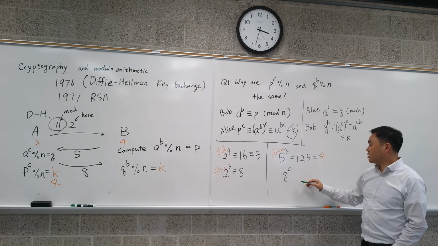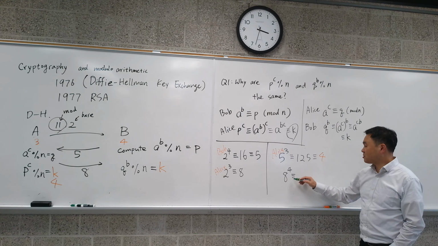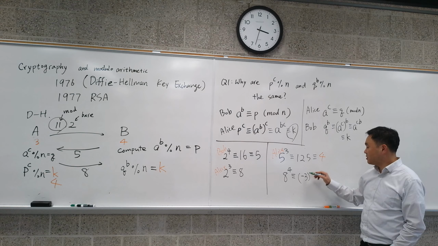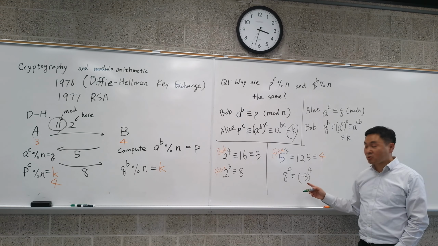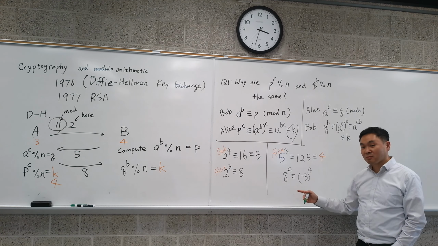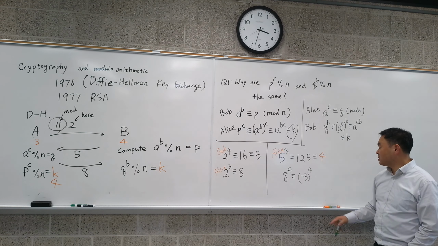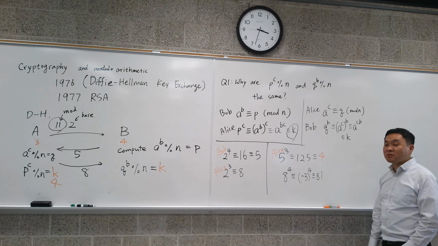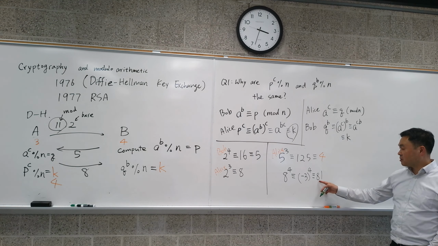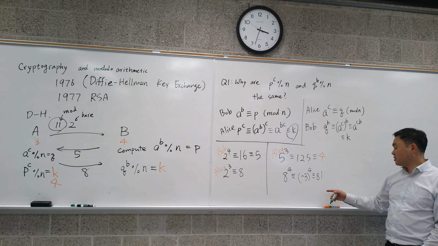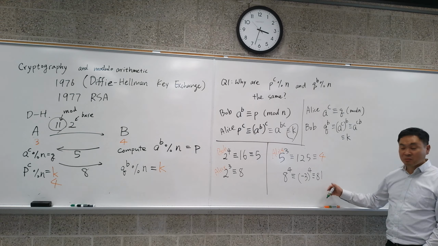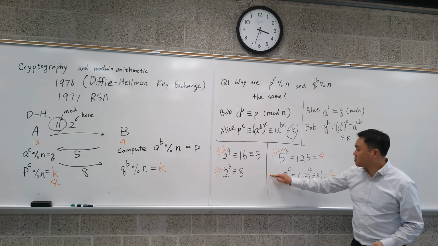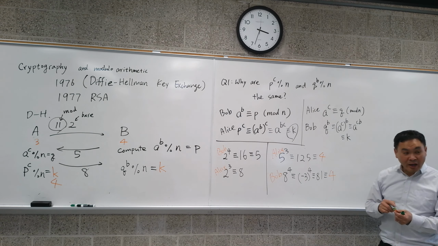And what is that? Well, we can do it like this. 8 is equal to -3, right? 8 is congruent to -3 mod 11. If you subtract 8 minus 11, you get that. And taking the fourth power, that's 81. Well, 77 is the nearest number that's divisible by 11. So if you subtract 77 from it, you do get 4, right? So Bob does this. Now what happens?